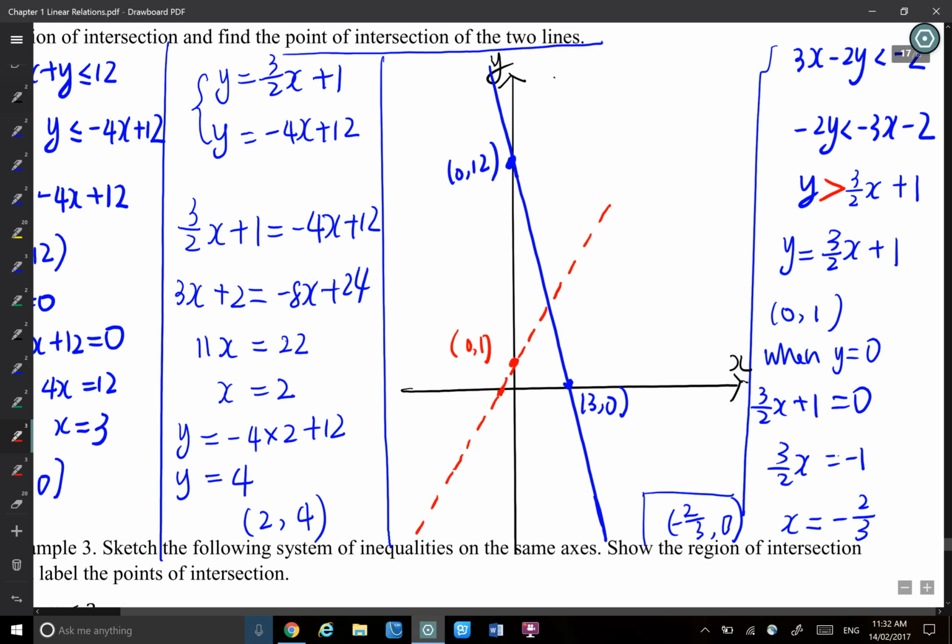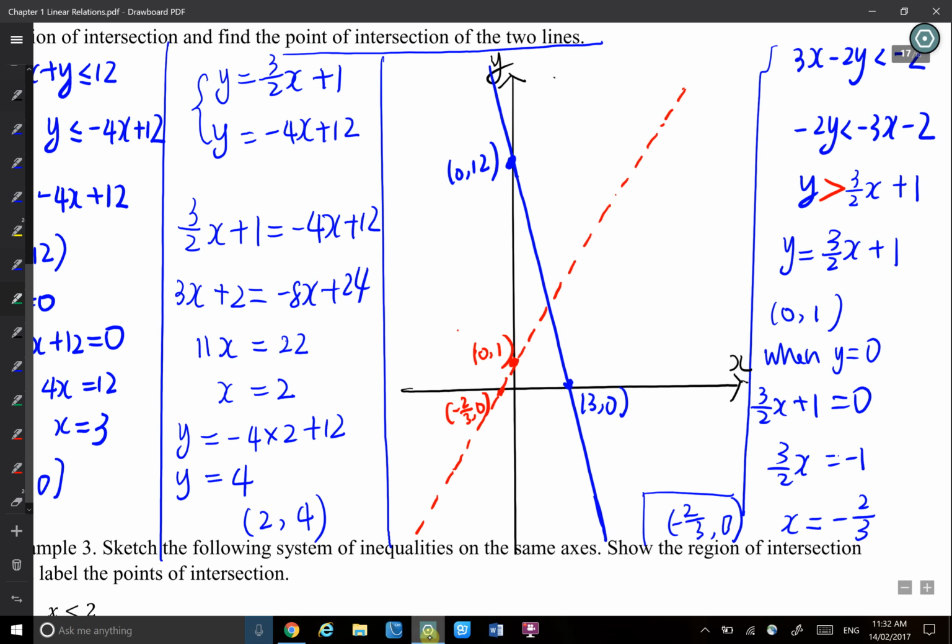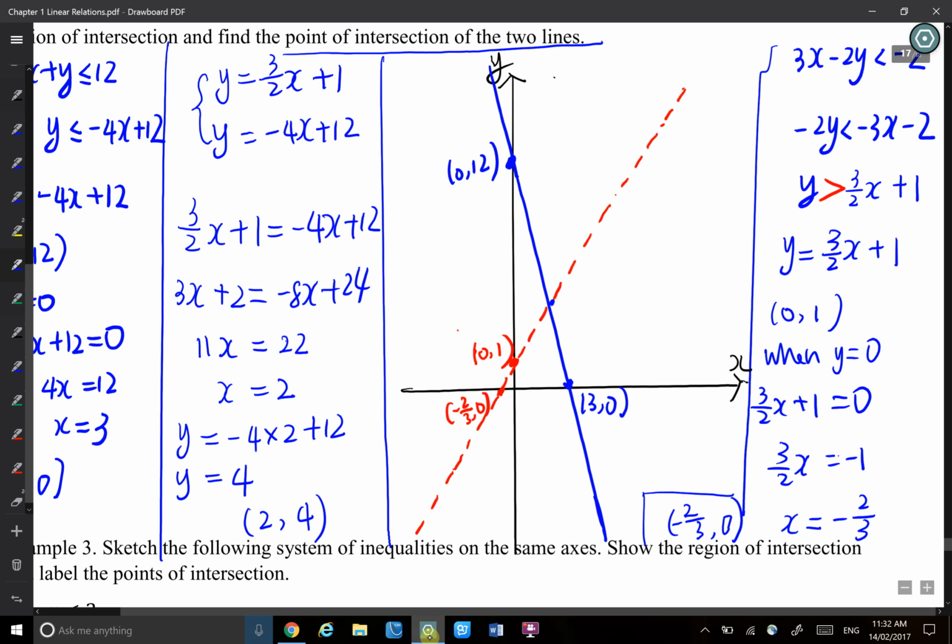Okay, we have this one. -2/3, 0, and we have 0, 1 here. Okay, let's make that longer. Okay, so we have the point of intersection. Let's put the point of intersection here. That point of intersection is 2, 4. Okay, 2, 4.